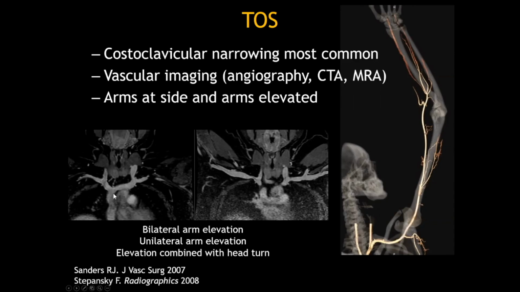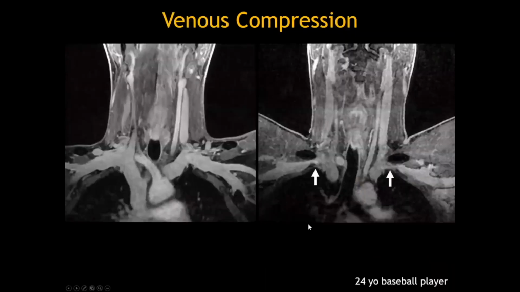Here again, just an example of a patient with their arms down and their arms up. You can see that there's a little bit of functional narrowing of the subclavian vein on the right compared to the left side. And you can often do these with head turning to the left or right, as these may elicit the patient's symptoms as well.